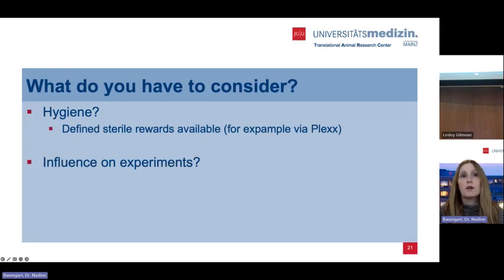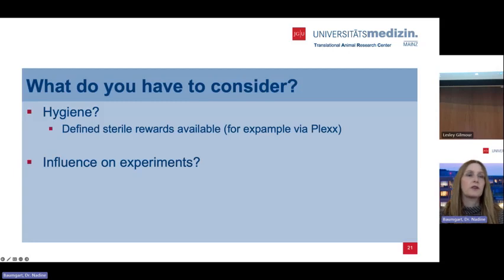There are some sterile defined rewards available, for example, from Black, which go with GLP studies and which can be used nicely if you have concerns, for example, in using white chocolate spread bought in the supermarket like we did.